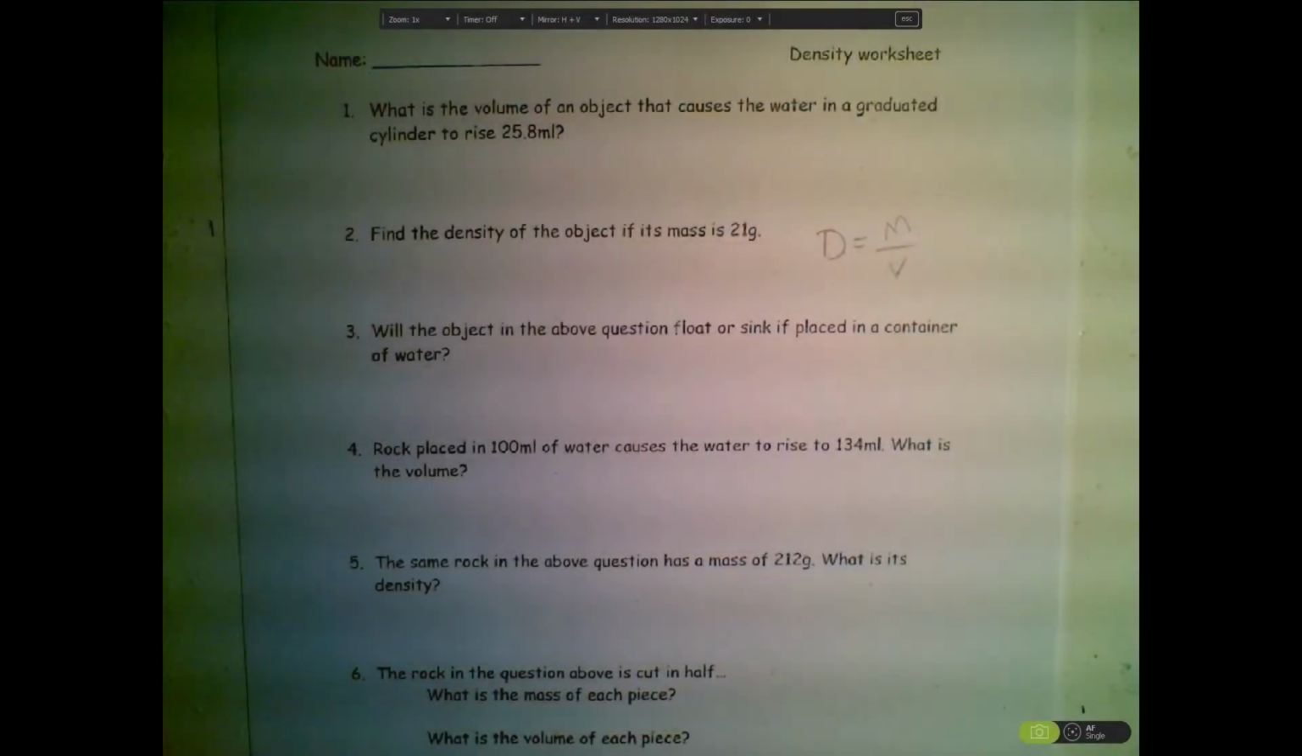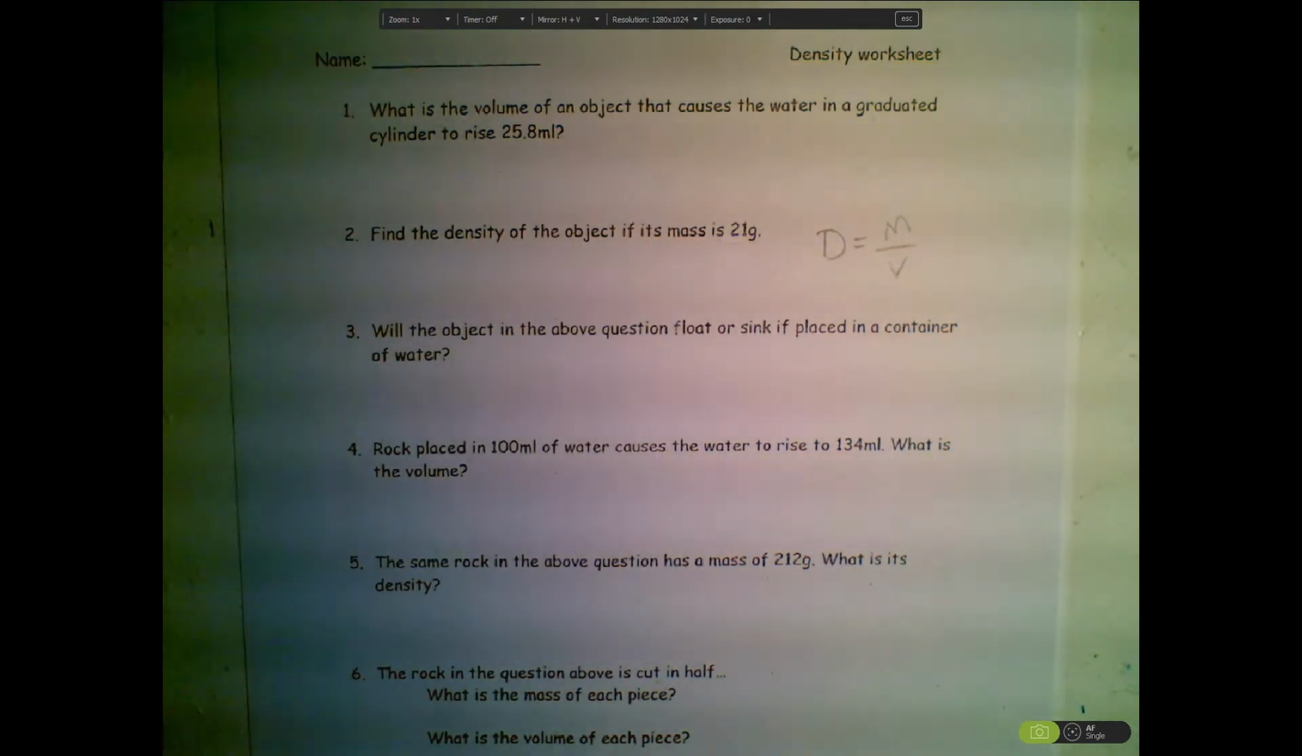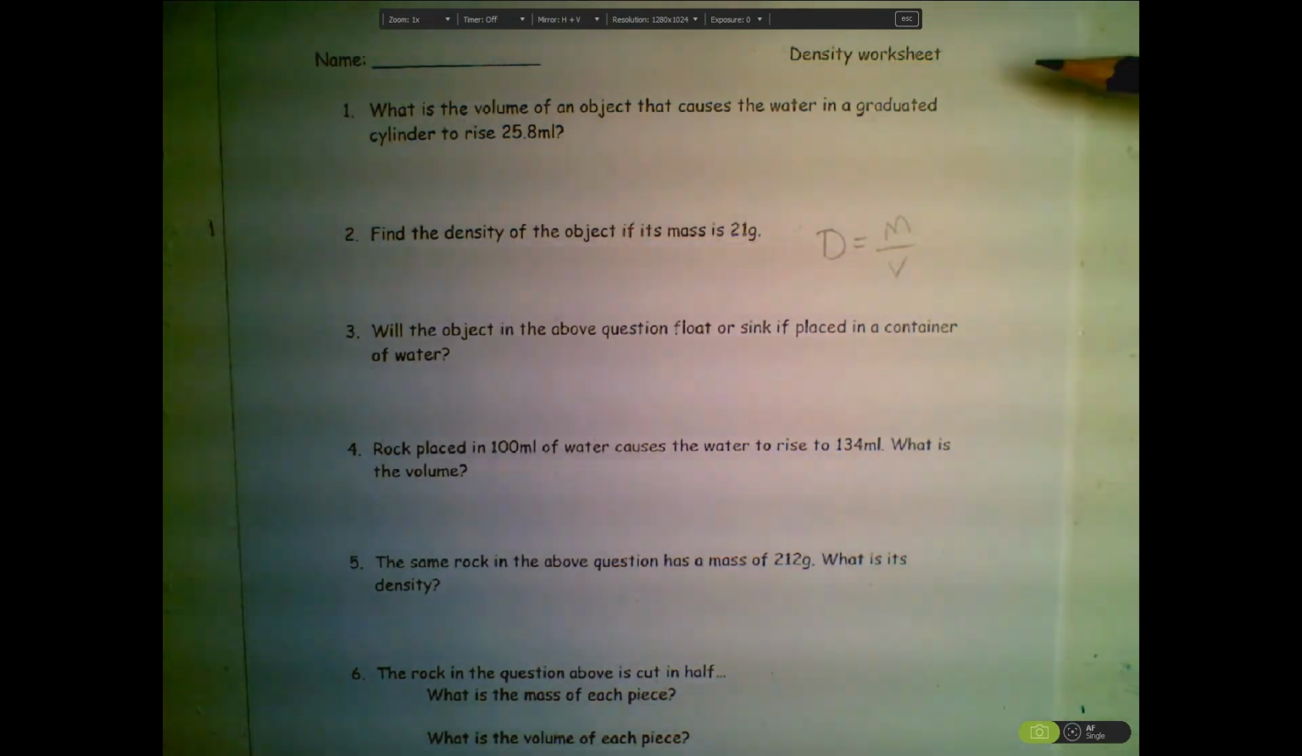So here's a density worksheet I've given you. Very often there's a question about number 1. It kind of throws people for a loop, basically because it's simple. People are trying to make it harder than it really needs to be. But for number 1, I want you to think about water displacement.